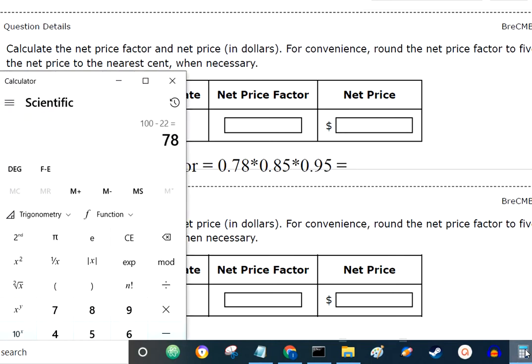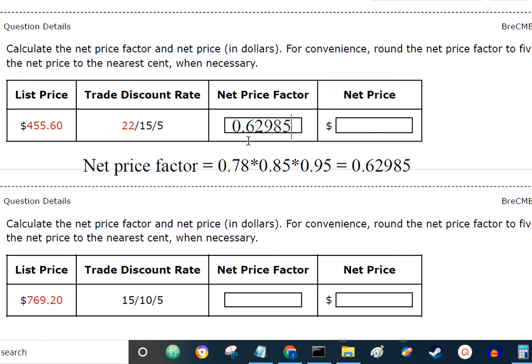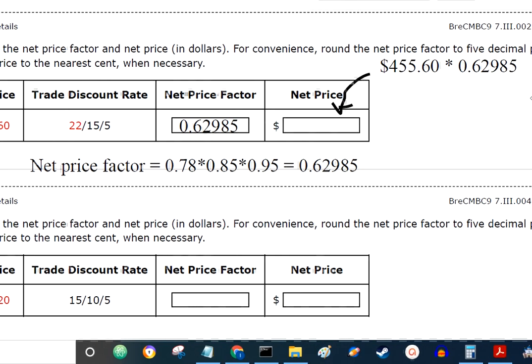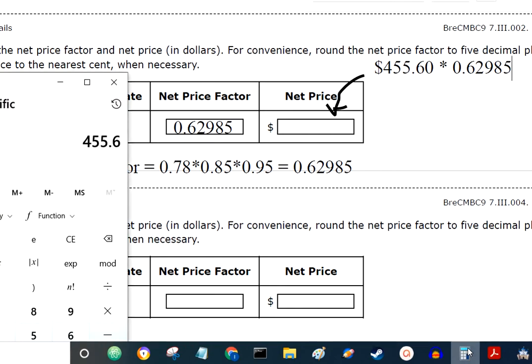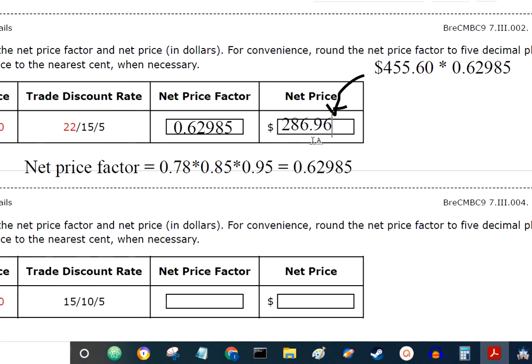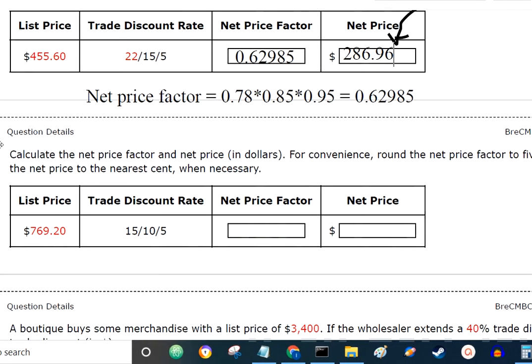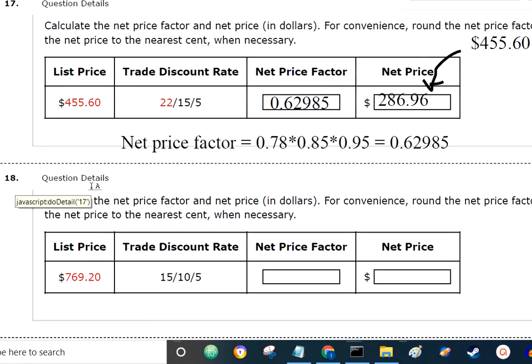So if you multiply those three, then this is our net price factor, 0.62985. And the net price is just found by taking the list price, multiplying it by the net price factor. So it's $286.96 when we round to the nearest cent. Same exact thing for question 18, okay?